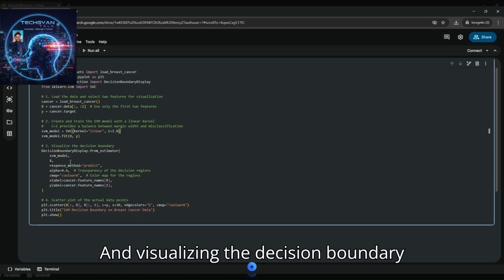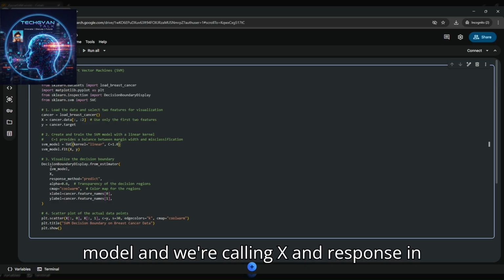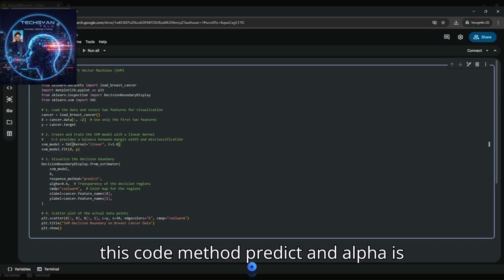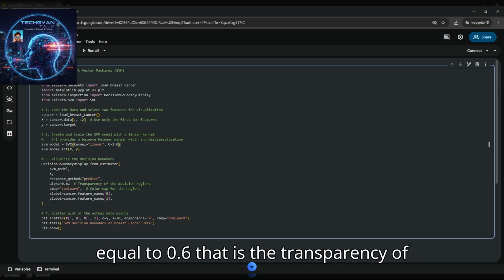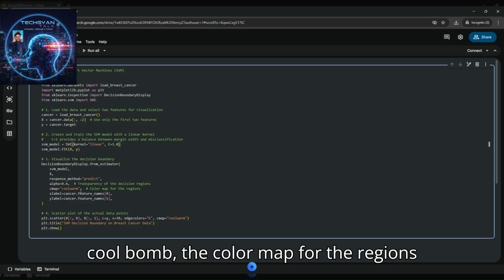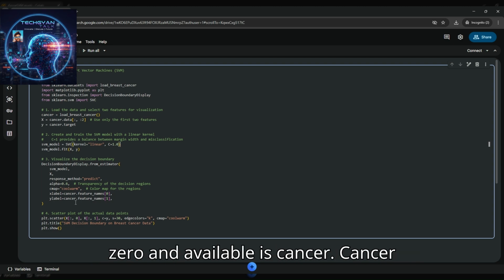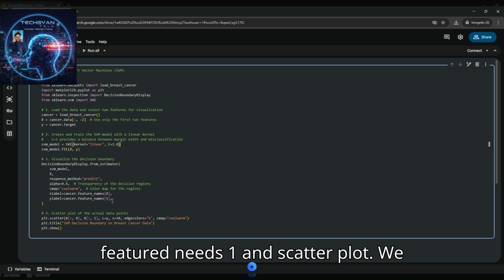And visualizing the decision boundary. The decision boundary display is created from the estimator, the SVM model, and we're calling X and response method predict, and alpha is equal to 0.6. That is the transparency of the decision regions. And cmap is equal to coolwarm, the color map for the regions. xlabel equal to cancer dot feature names 0, and ylabel is cancer dot feature names 1.